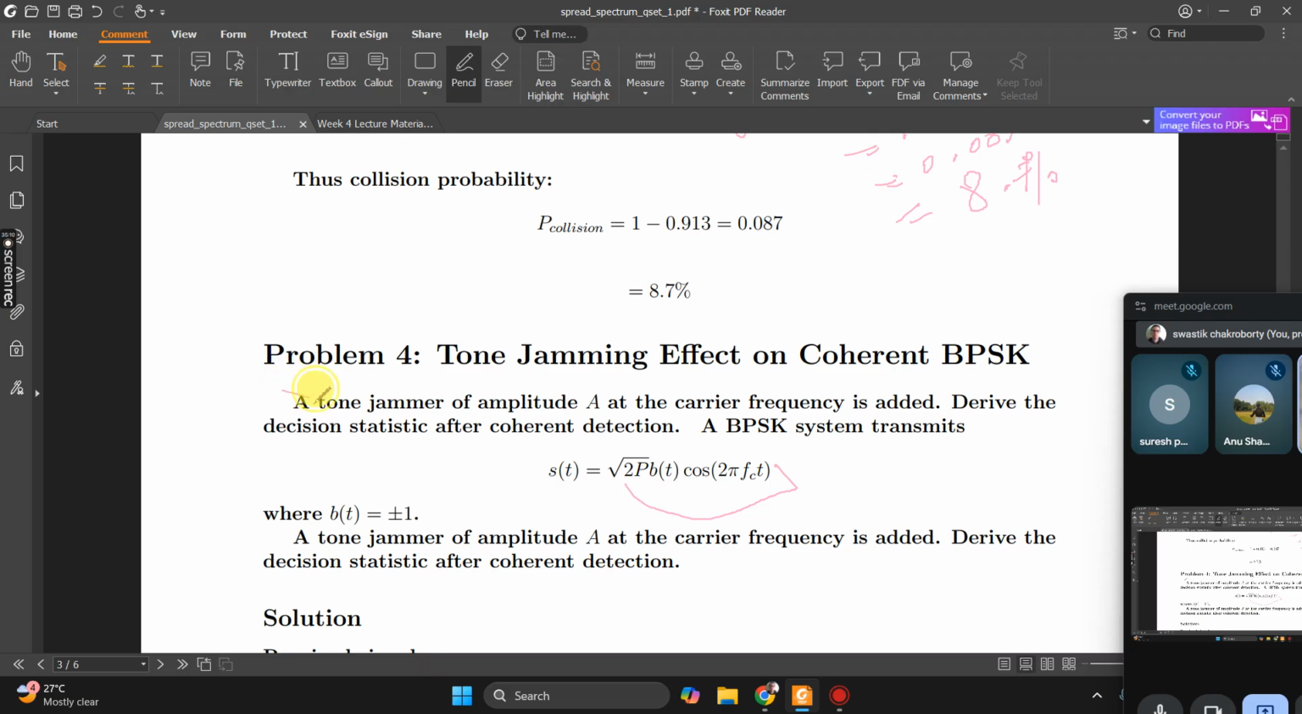So okay, this line again has been repeated. So please ignore this line. So the question starts from a BPSK system transmits.